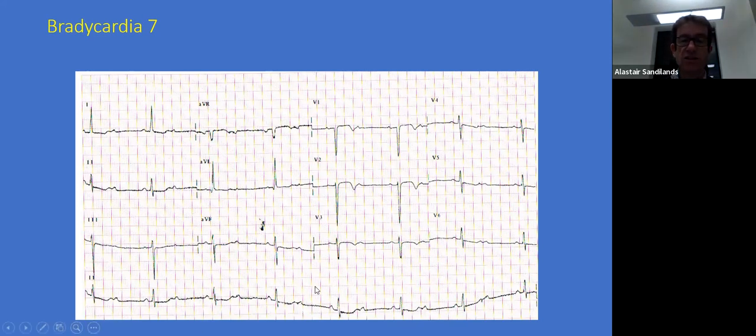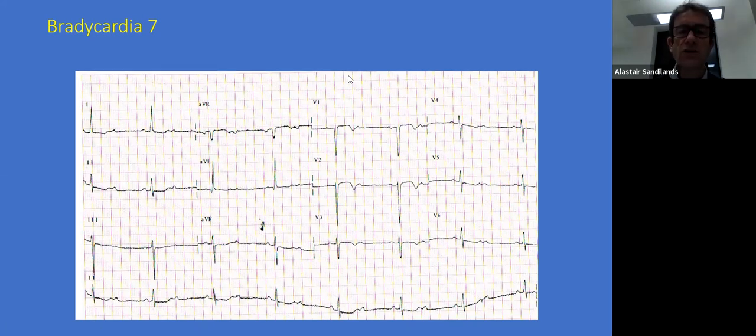So it's fixed as in 2 P waves for every QRS, 2 P waves QRS, 2 P waves QRS. 2-to-1 AV block is another way of saying this. But certainly this patient's rhythm is going to be very slow. They're going to need a pacemaker.